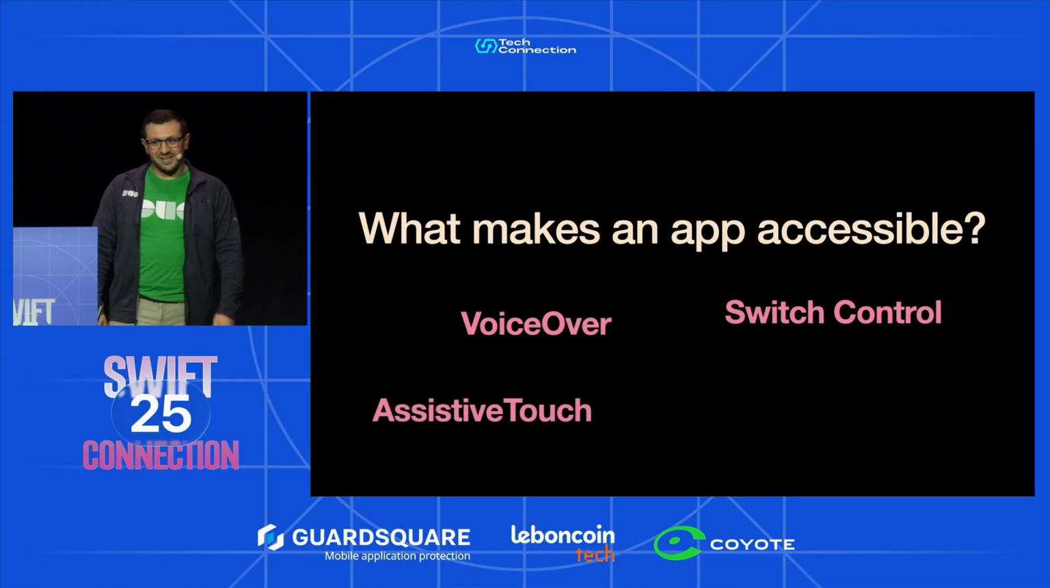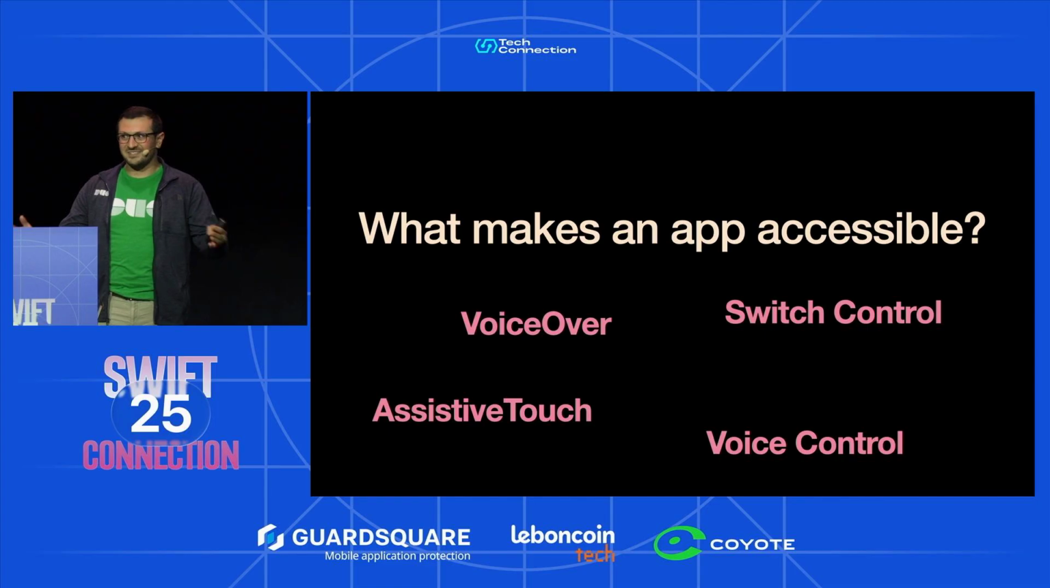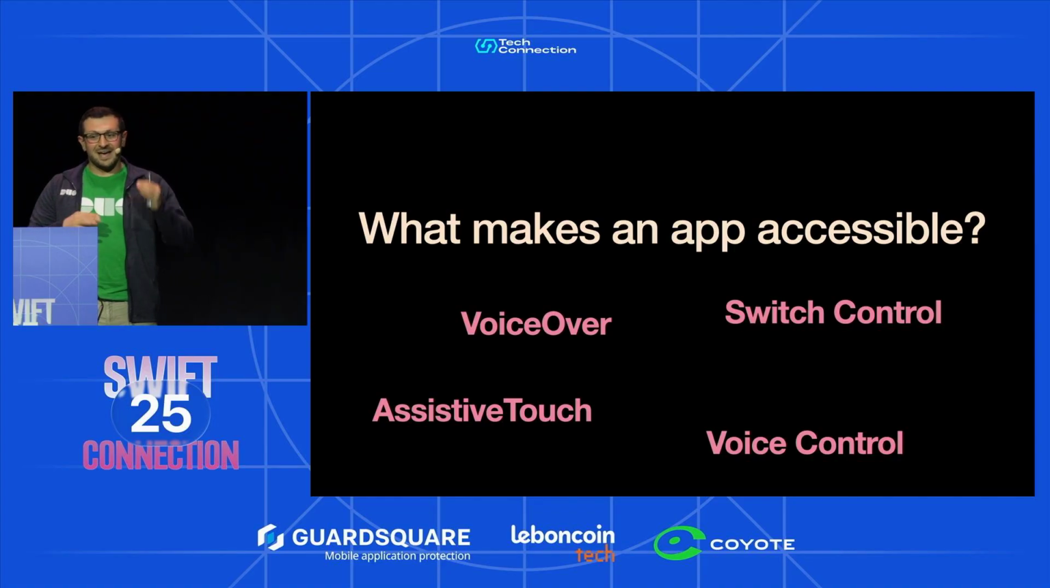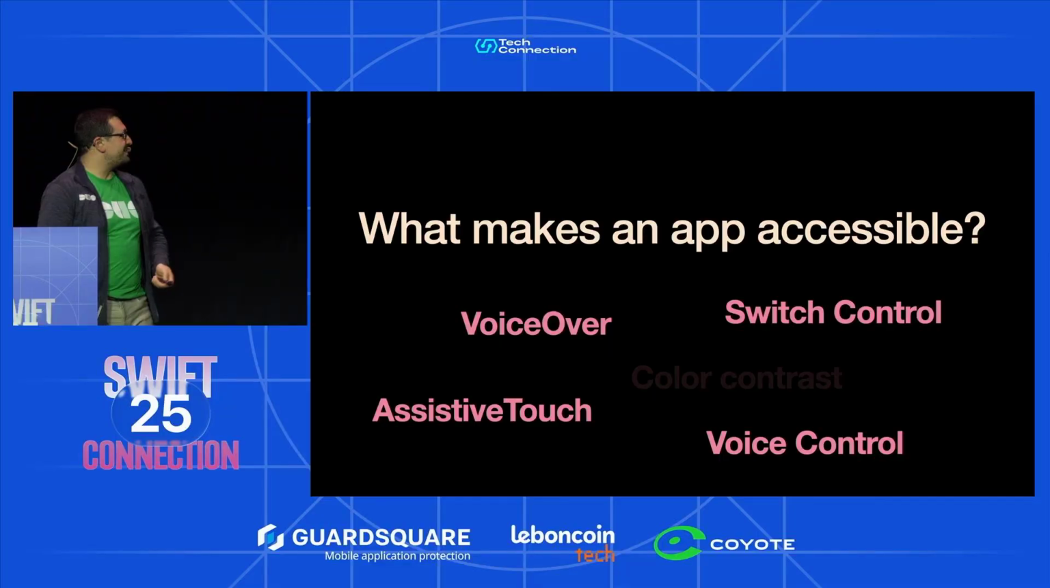Is it supporting assistive touch or voice control? These are all important things to support, but they don't make up the entirety of what having an accessible app is. And I'm not going to dive into all of them, but if you don't recognize any of these, I do recommend looking them up. They are largely easier to test than you might expect. And it's a really interesting experience playing around with them and seeing what another way to interact with these interfaces is. One last, is it about having a good color contrast?